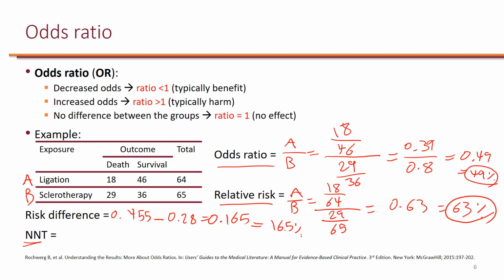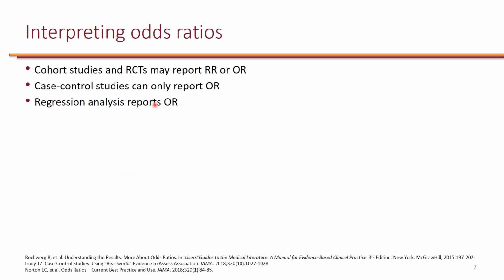So then the number needed to treat is 100 divided by the absolute risk difference, which is 16.5%, which would give you 6.06, which you always round up. So this is 7. Now, here are a few things that you should know about odds ratio.